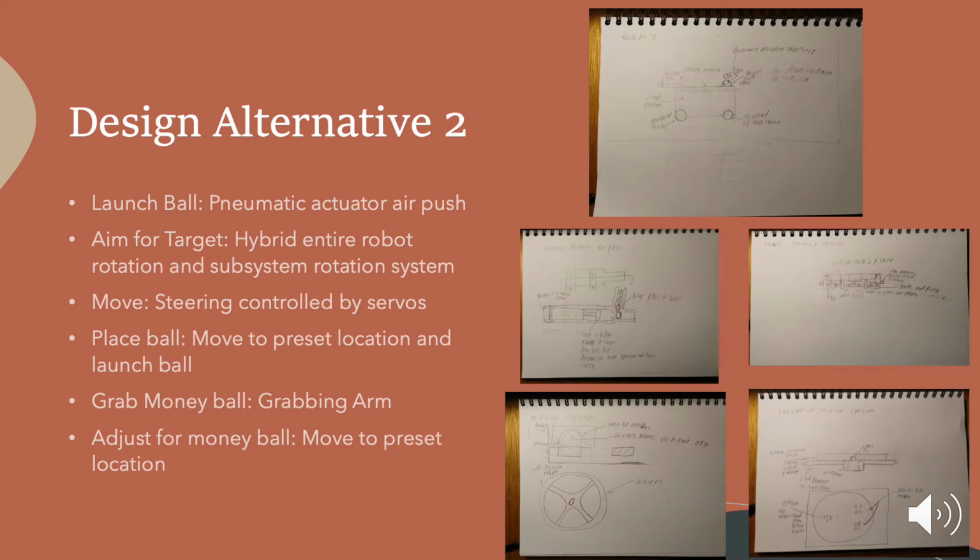For design alternative 2, what's interesting about this is that it only has one launching mechanism using a pneumatic actuator air push. It has 4 balls loaded into a kind of canister, and it shoots out 2 for archery, then turns around and shoots out 2 for basketball. Then it uses the wheels to go and get the money ball and drop it into the basketball cups using a grabbing arm.